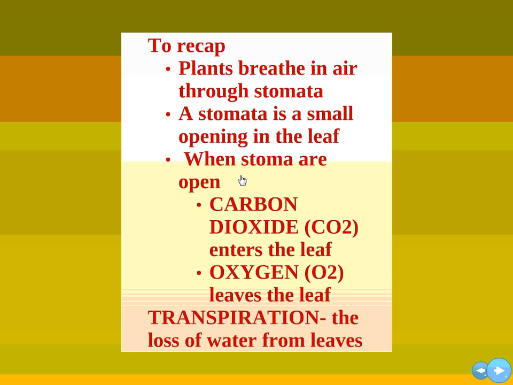When the stoma are open, carbon dioxide, which is CO2, enters the leaf, and oxygen, which is O2, leaves the leaf. Notice that's opposite from us. We actually take in oxygen when we breathe in, and we breathe out carbon dioxide, which is opposite from plants. Finally, transpiration is the loss of water vapor from leaves.